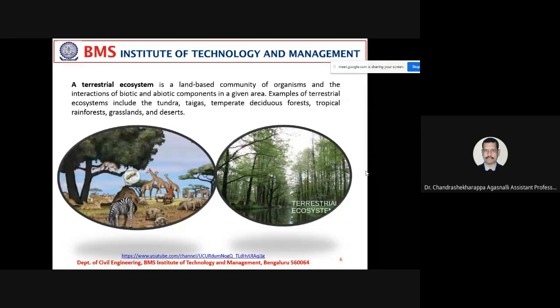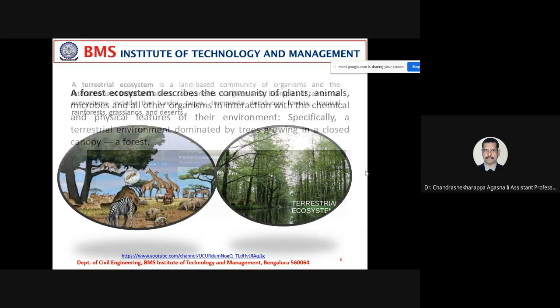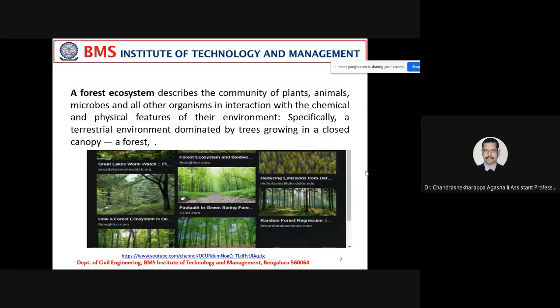A terrestrial ecosystem is a land-based community of organisms, and it is the interaction of biotic and abiotic components in the area. For example, it includes tundra, taiga, temperate forest, tropical rainforest, grassland, and deserts. These are all terrestrial ecosystems. And forest: without forest, we cannot survive. That you know very well. We need greenery. We need trees.